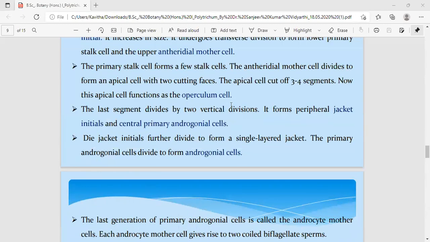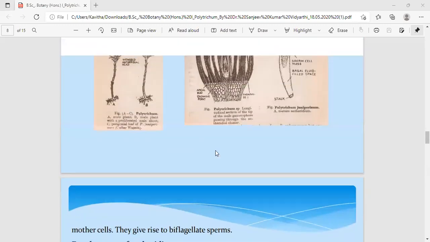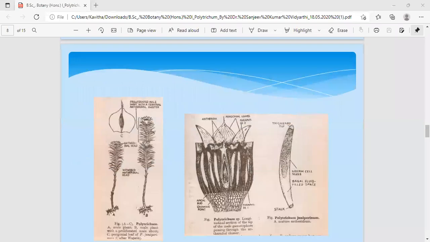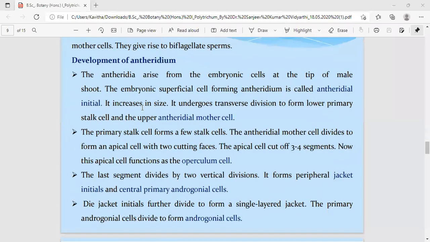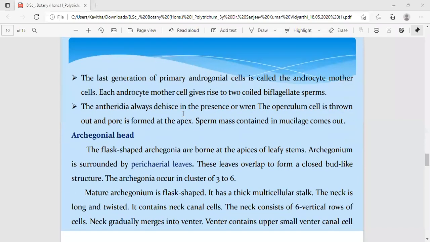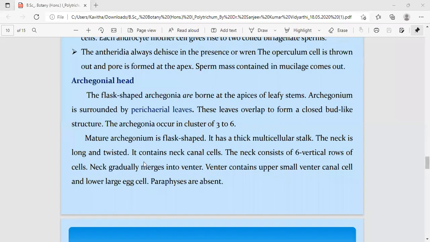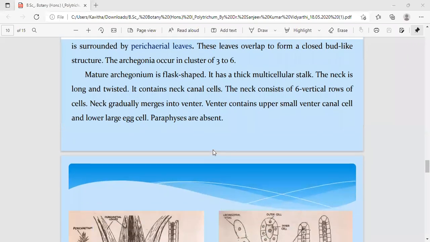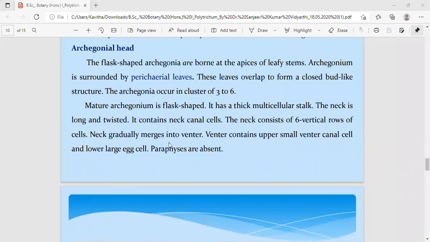In the antheridial head, what type of leaves do you come across? We call them perigonial. Whereas in the archegonial head, you come across perichaetial leaves. And along with the perichaetial leaves, you can see the presence of archegonia. So another important point is that in this archegonial head you can't see any paraphysis. Paraphysis are absent. So you come across only the perichaetial leaves and the archegonia, the female sexual organs.